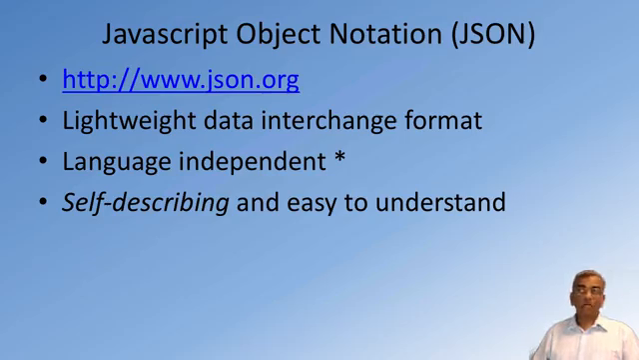The JavaScript object notation, or JSON, is a lightweight data interchange format. The reason the JSON data format is specifically of interest to us in this course is because the JavaScript object notation, as the name implies, very easily maps into a JavaScript object that you use within your JavaScript code. So converting a JavaScript object into JSON notation and vice versa is very straightforward. The JSON notation is what we call a self-describing and very easy to understand notation.